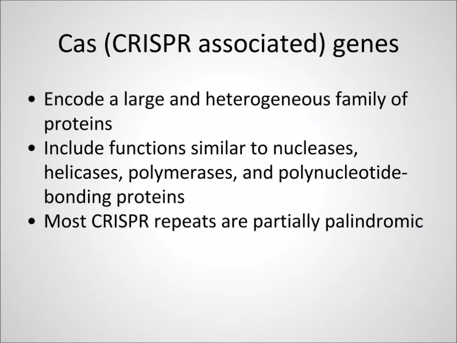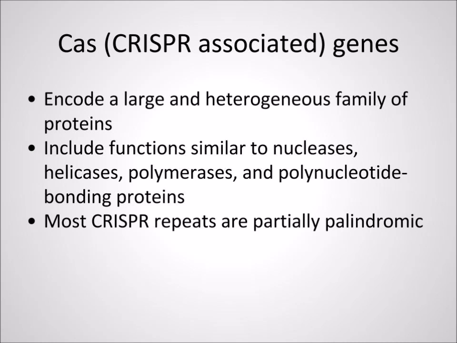Cas genes encode a large and heterogeneous family of proteins. This includes functions similar to nucleases, which cleave phosphodiester bonds between nucleotide subunits, helicases, which unpackage an organism's genes, polymerases, which synthesize polymers of nucleic acids, and polynucleotide binding proteins.